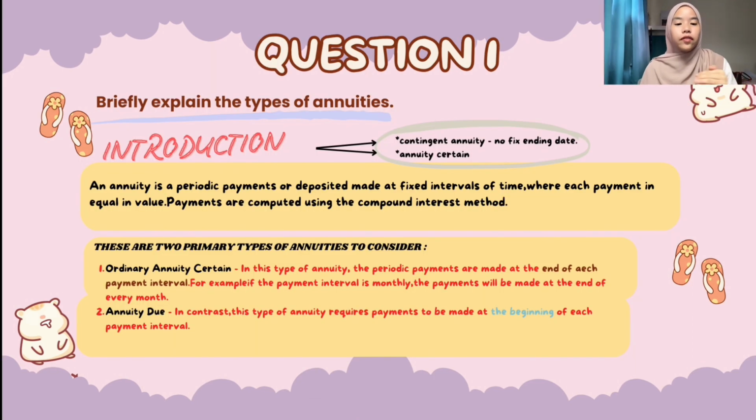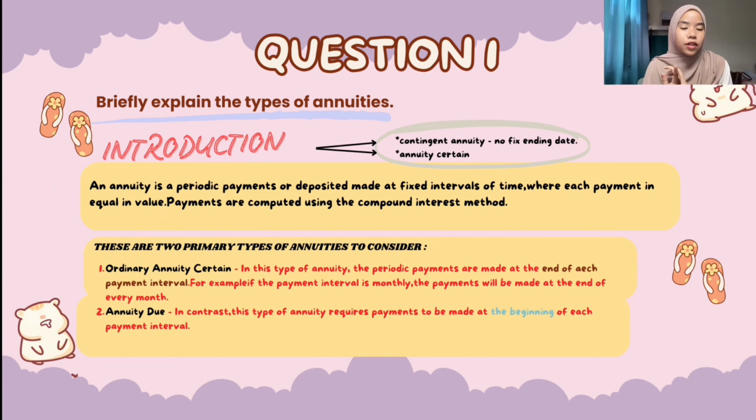Part B, question 1. The question is briefly explain the types of annuity. Annuity is a prepayment or deposit made at fixed interval of time where each payment is equal in value. Payments are computed using the compound interest method. Annuity is a contingent annuity which has no fixed ending date, and also annuity certain. There are two types of annuity.